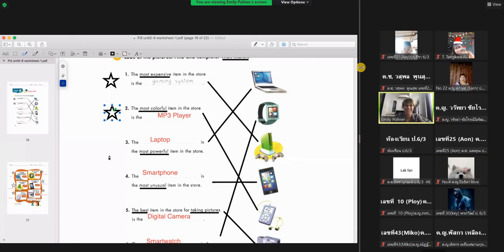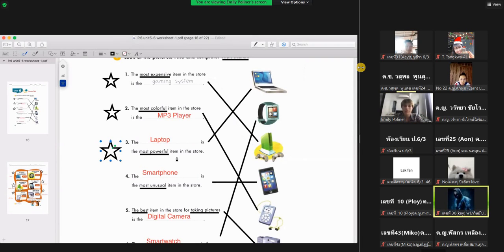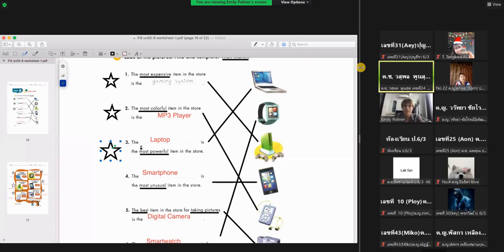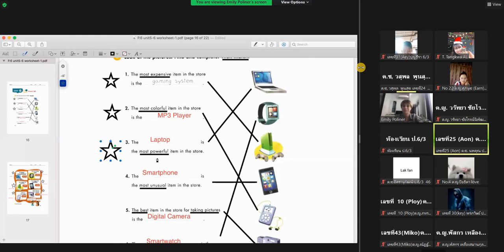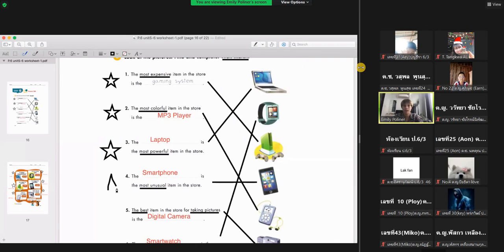Very good. Number 3. The laptop is the most powerful item in the store. The laptop is the most powerful item in the store. Nice job. We don't want to speak too fast because then we can't understand what we're saying.